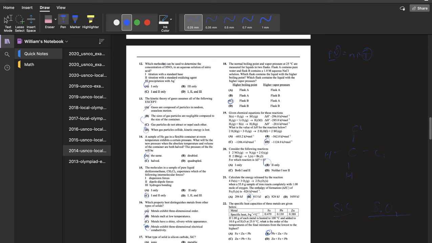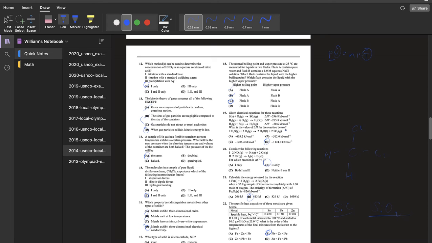Number 18. The normal boiling point and vapor pressure are measured. Okay, so flask B is going to have boiling point elevation because you have a non-volatile substance in solution. Basically, you put stuff in flask B, and it's going to boil at a higher temperature. The attractions of Na+ and Cl- are holding the water together for longer, so it takes a higher temperature to claw them apart, if you will. So the higher boiling point goes to flask B, and inversely, the higher vapor pressure goes to flask A because it boils at a lower temperature, so it's more willing to become a gas.